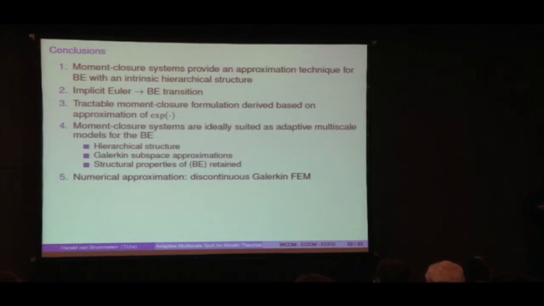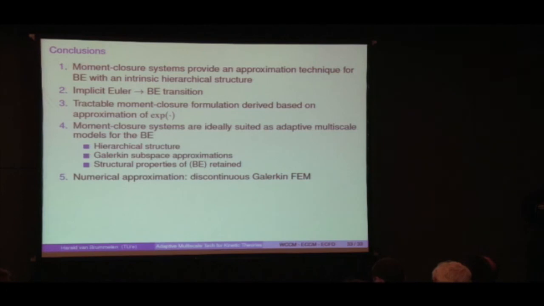So that brings me to the conclusions. Moment closure systems provide an approximation technique for the Boltzmann equation which have a very nice intrinsic hierarchical structure. They also provide an implicit pathway between the macroscopic model of the Euler equations, the baseline model of gas dynamics, and the Boltzmann equation, or any other kinetic model. It's a very natural transition that you get.